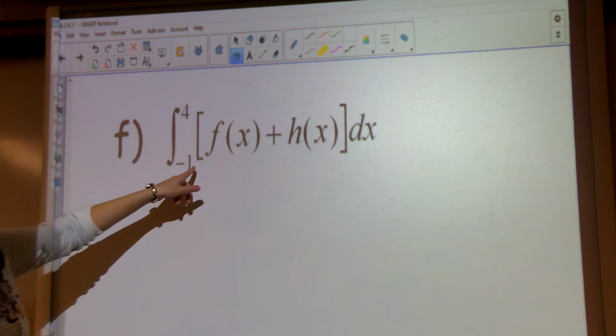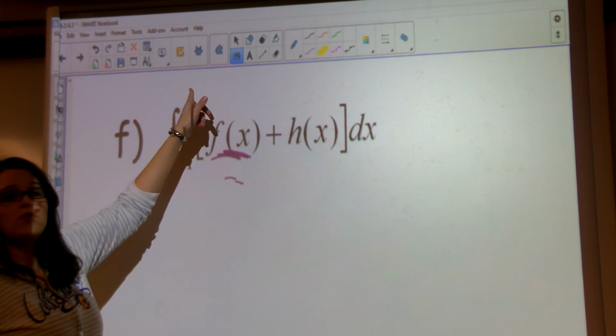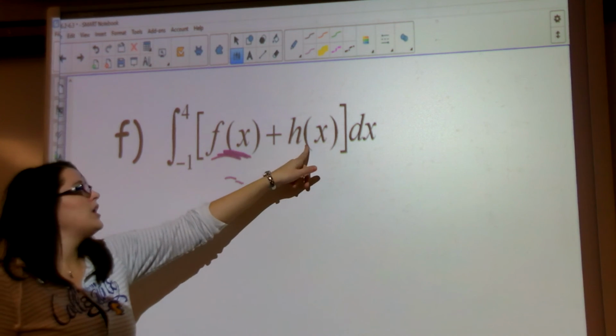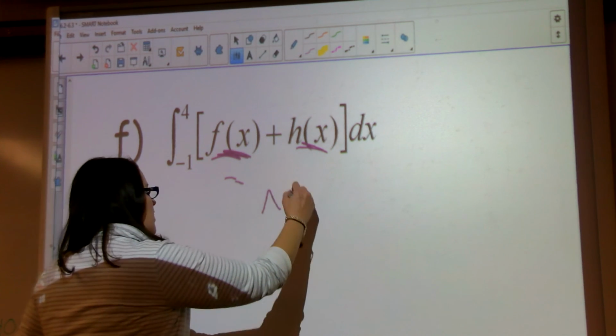We could do this part of it, we have enough information from negative 1 to 4 of f of x. But here we only know negative 1 to 1. So that automatically overrides to an NEI.